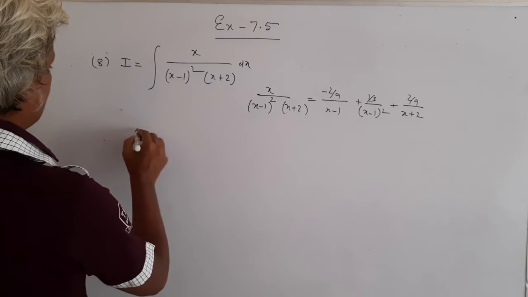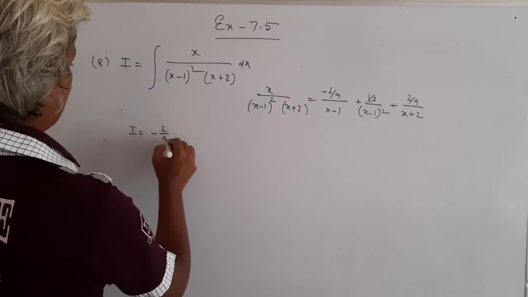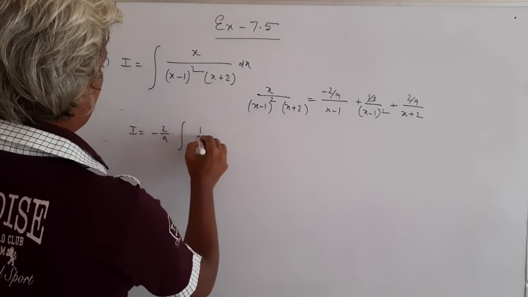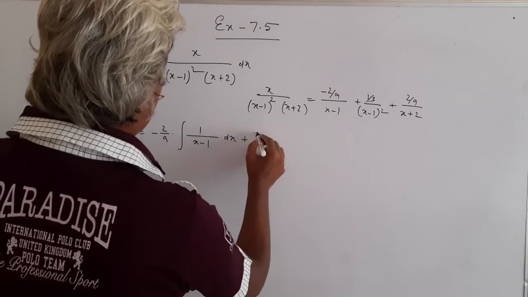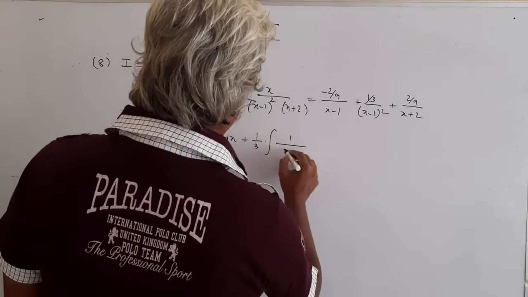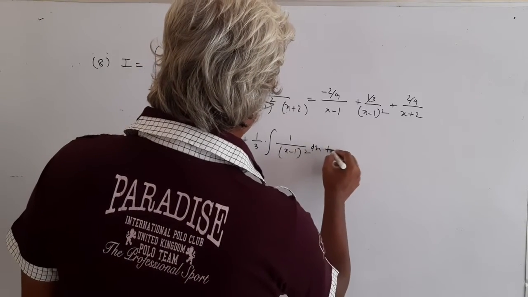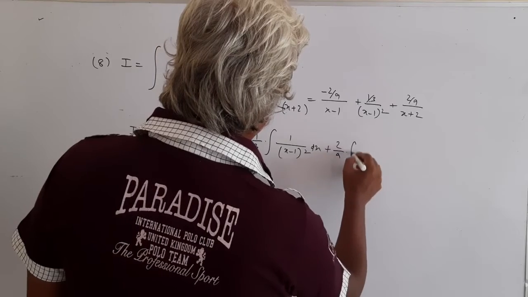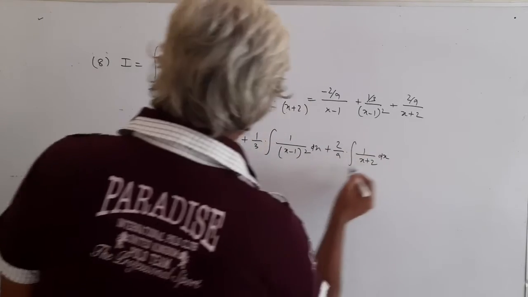So our integration I now becomes minus 2 by 9 integration of 1 over x minus 1 dx plus 1 by 3 integration of 1 over x minus 1 whole square dx plus 2 over 9 integration of 1 over x plus 2 dx.